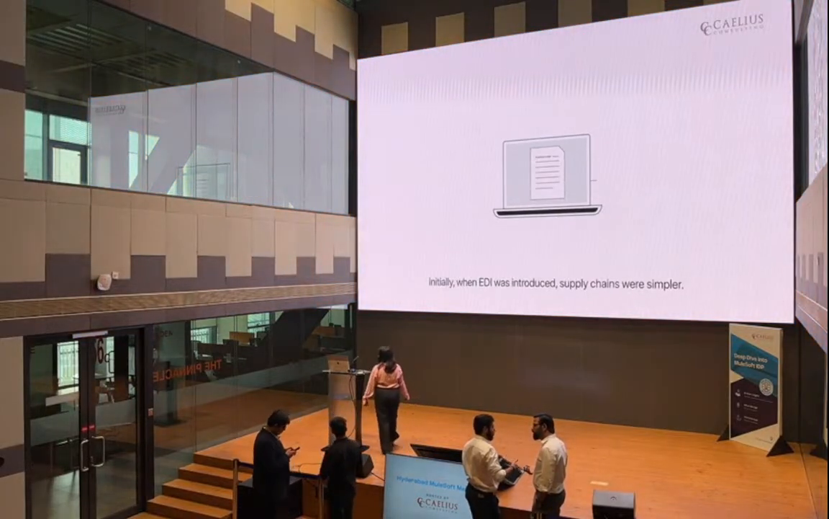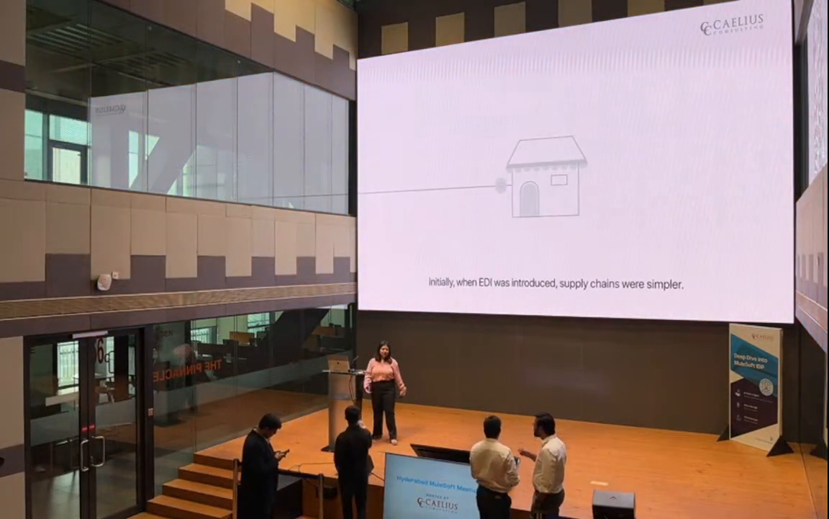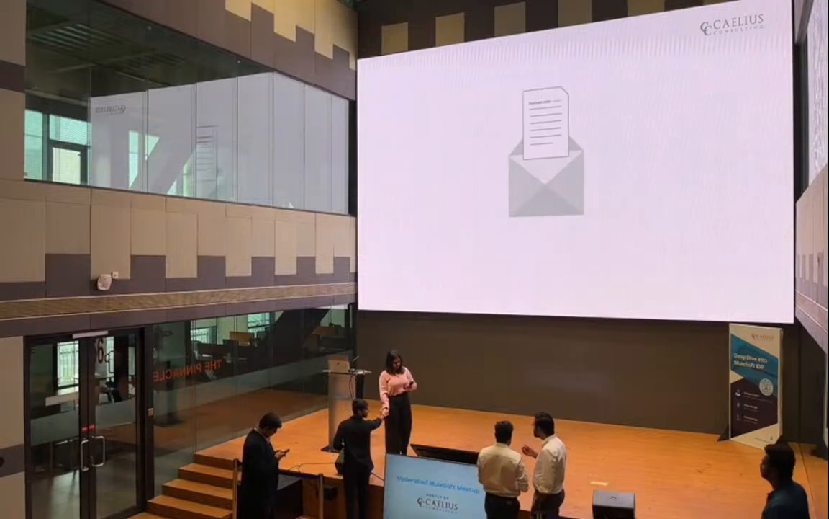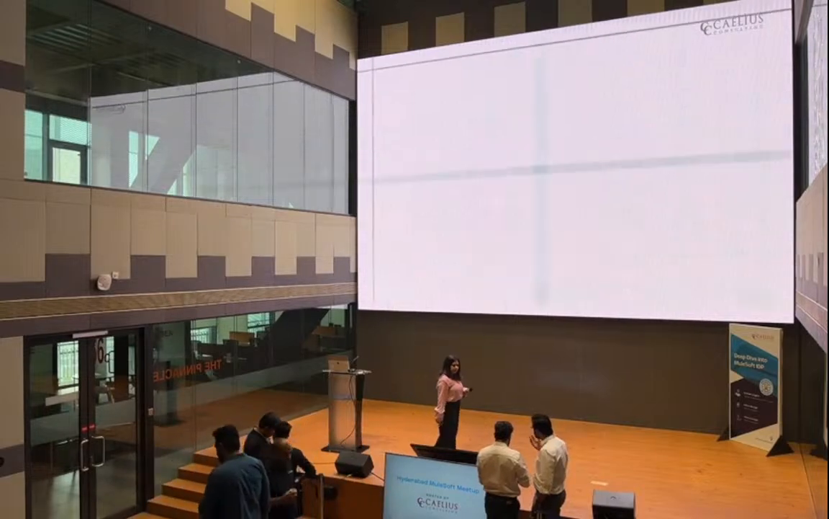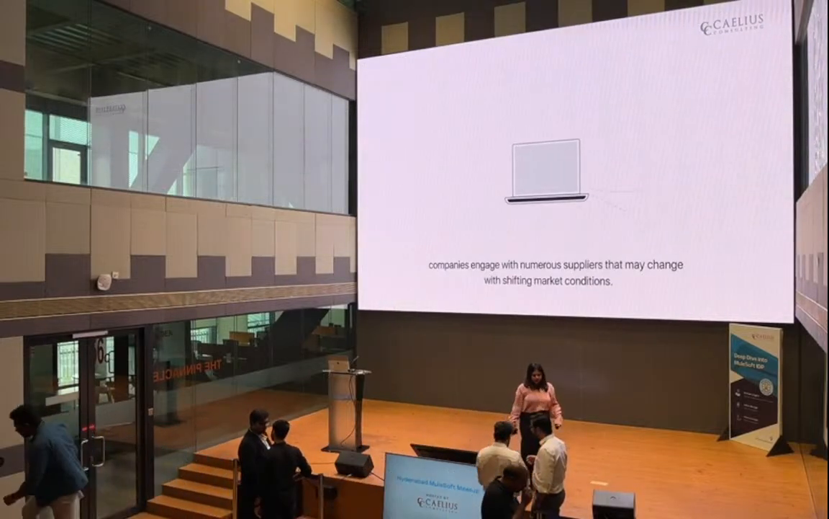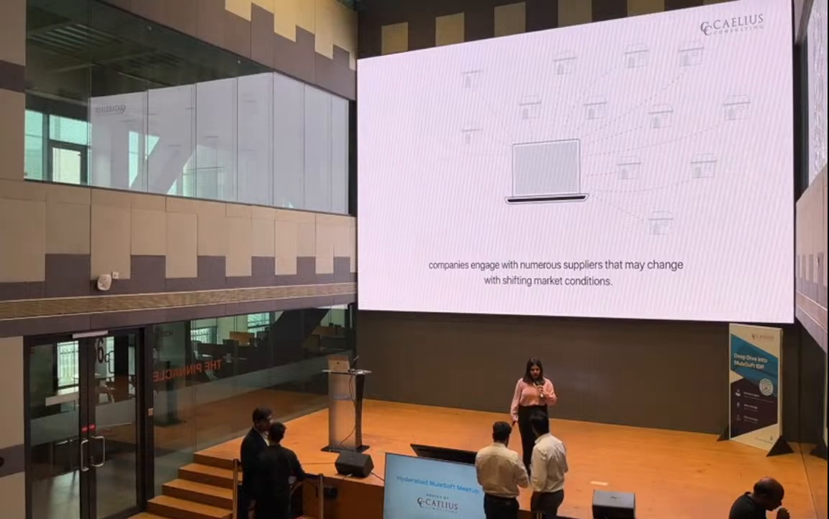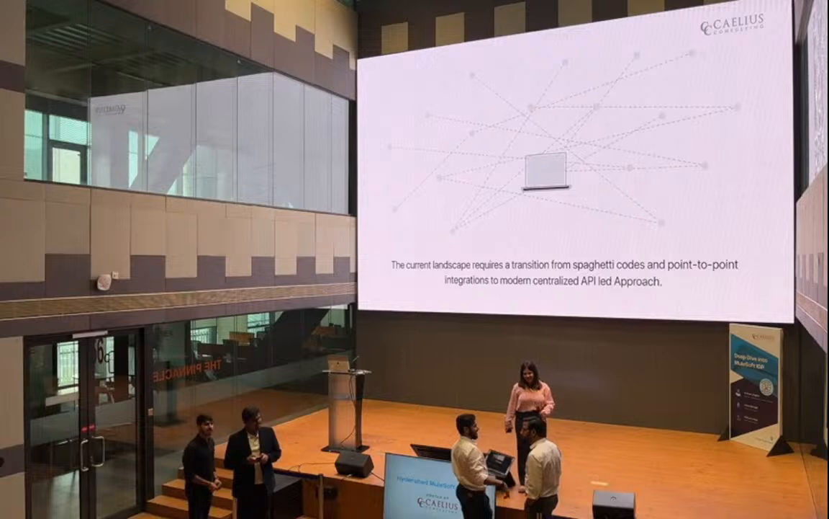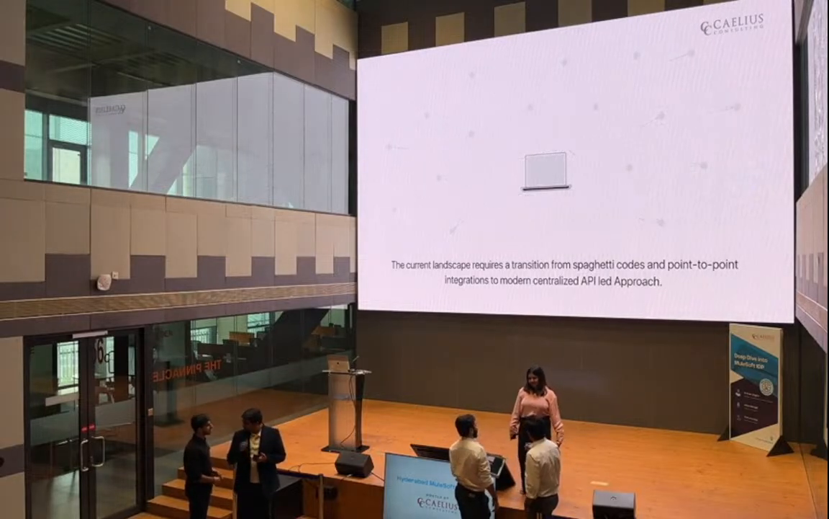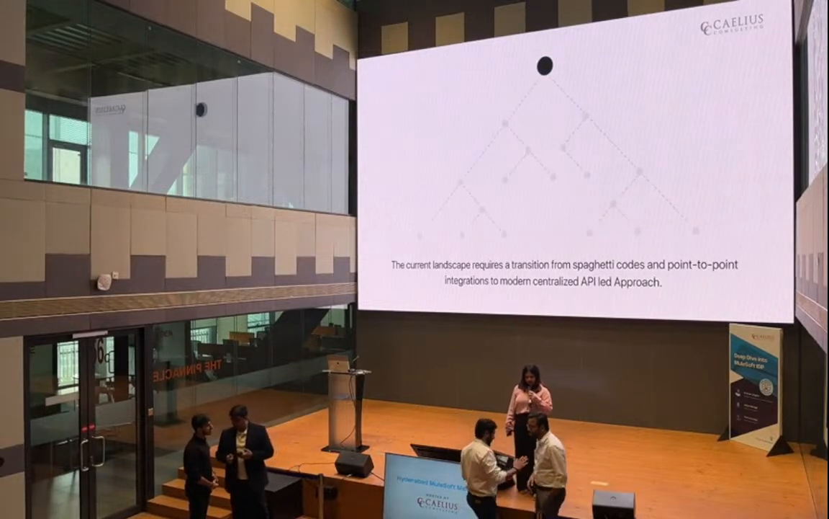Initially, when EDI was introduced, supply chains were simpler. However, in today's complex business environment, companies engage with numerous suppliers that may change with shifting market conditions. The current landscape requires a transition from spaghetti code and point-to-point integrations to a modern centralized API-led approach.